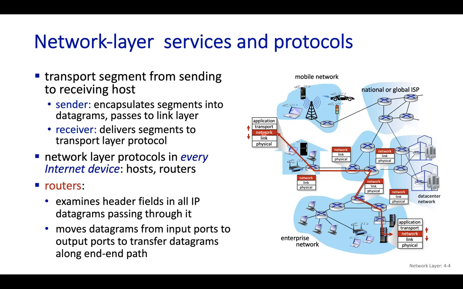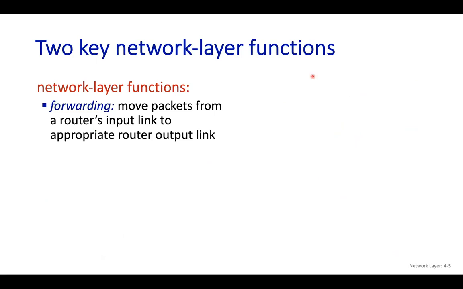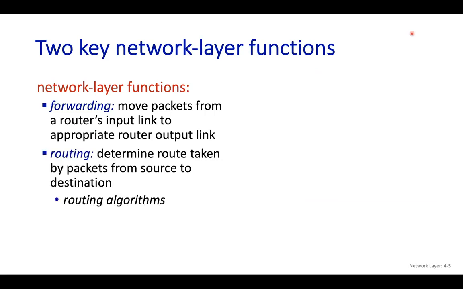We will give more details about how routers work, how forwarding works, and how routing algorithms work. But the key part is the router. Routers are a very important part of the network layer, forwarding messages, routing messages, or datagrams to be precise. So the two key network layer functions are the forwarding function and the routing function.